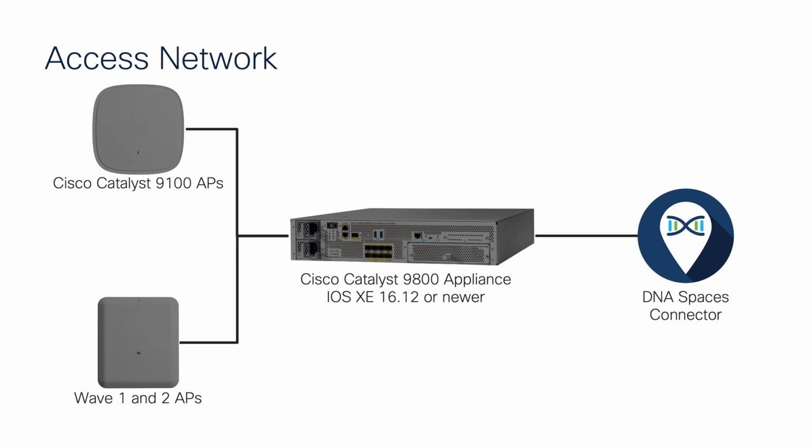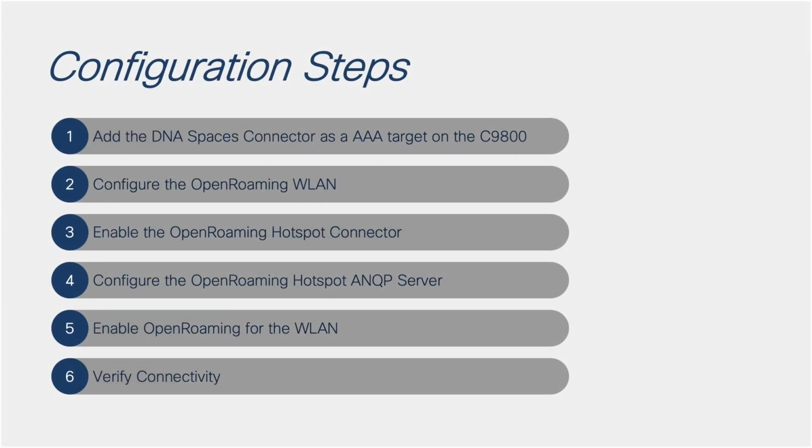So now, let's go configure OpenRoaming on our Catalyst 9800 network. There'll be 5 main steps to configure OpenRoaming. First, you'll have to add the DNA Spaces connector as a AAA target on the Catalyst 9800. Next, we'll have to configure the OpenRoaming WLAN. And then we'll enable the OpenRoaming hotspot connector on the DNA Spaces connector. Then we'll configure the OpenRoaming hotspot ANQP server. And finally, we'll enable OpenRoaming for the WLAN. Once that's done, we'll verify the connectivity of our newly created OpenRoaming network.